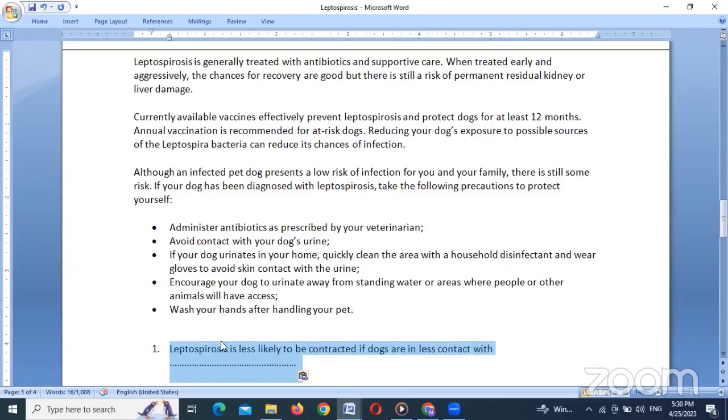So leptospirosis, which is itself an infection, is less likely to be contracted. You have less chance of getting infection if your dogs are in less contact with possible sources, okay? So your keywords are matching here. Even I was thinking of this third bullet point. Very good. So who has given this answer?